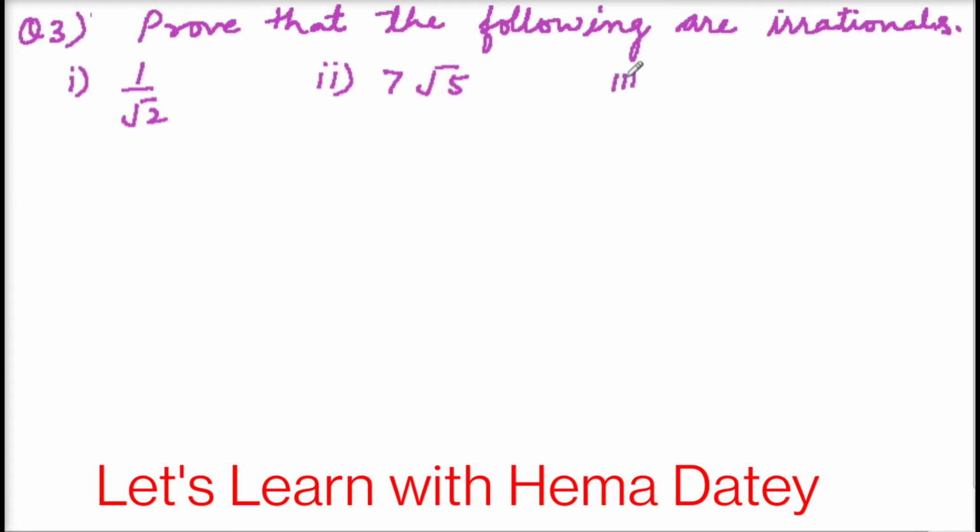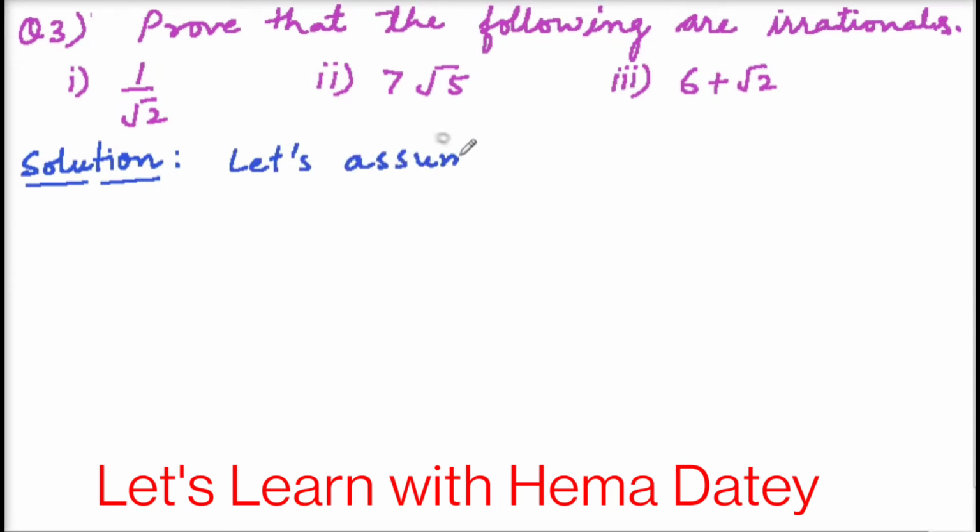Question 3. Prove that the following are irrational numbers. First part is 1 by root 2, second part is 7 root 5, and third part is 6 plus root 2. We will solve these questions again by contradiction method. Let's assume that 1 by root 2 is a rational number.